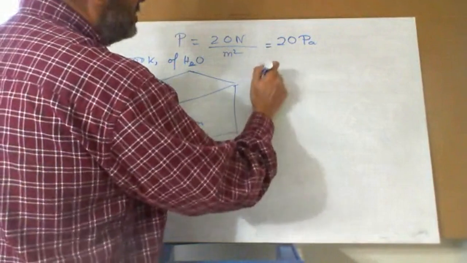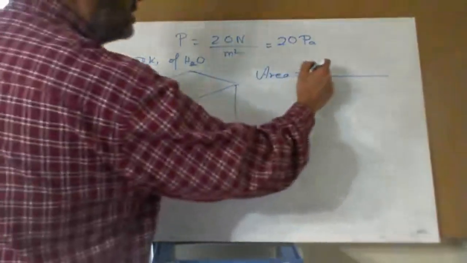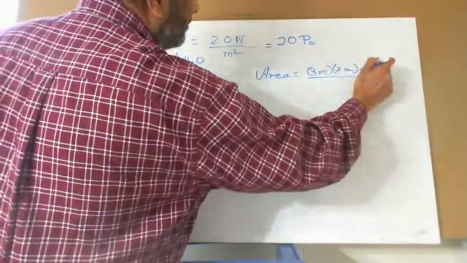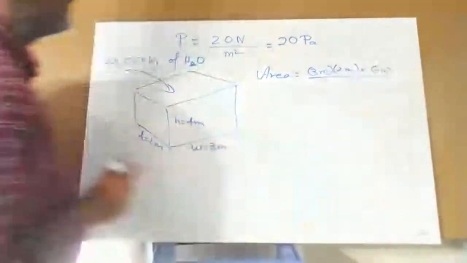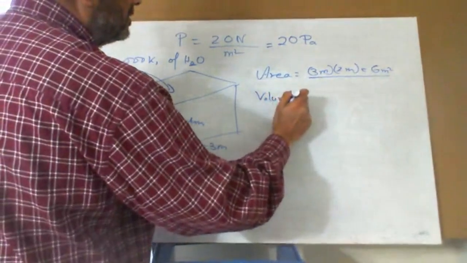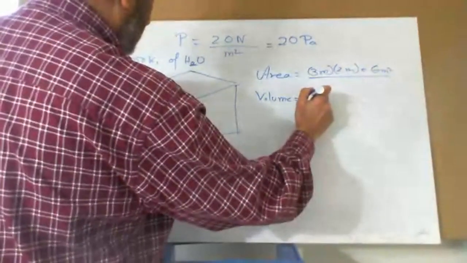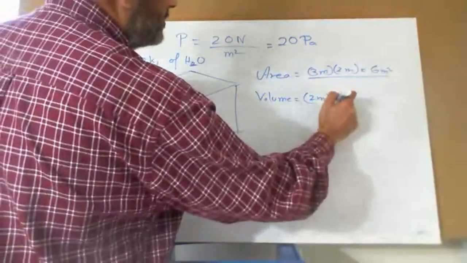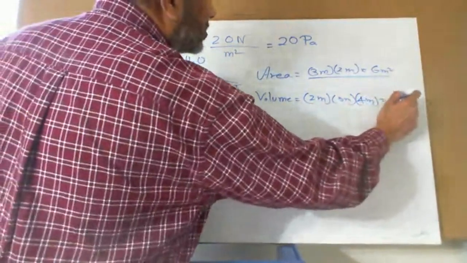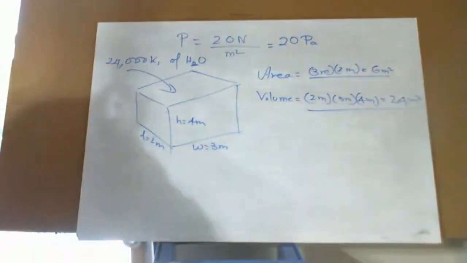Let's start with the area. We found the area at the bottom, which was what? 3 times 2, length times the width, or width times the length. Okay. We found the volume. And the volume was length times the width times the height, which was 2 meters times 3 meters. So I'm just recapping what we did, which is 24 cubic meters of volume. Right?